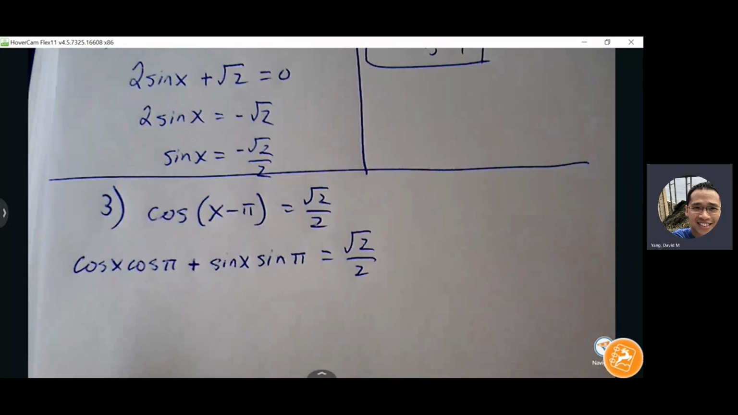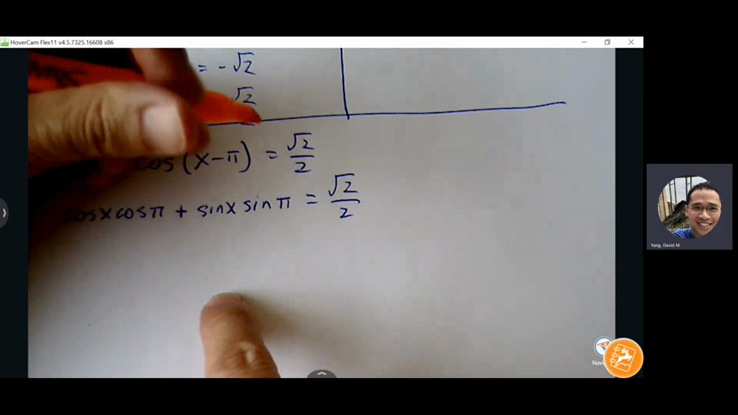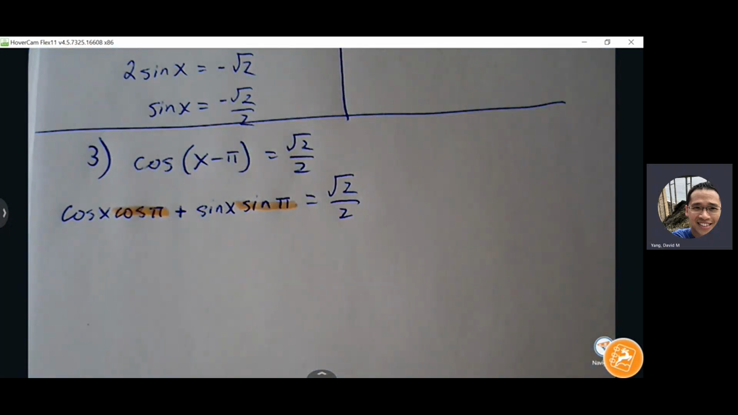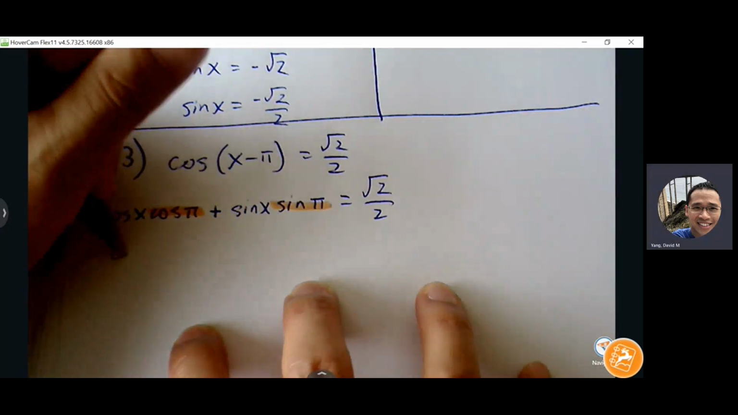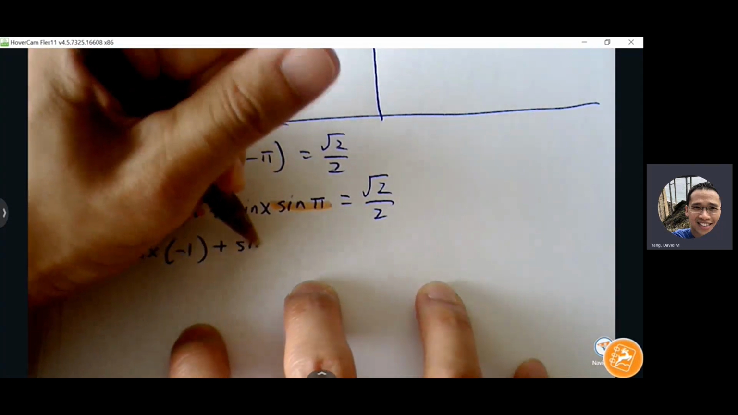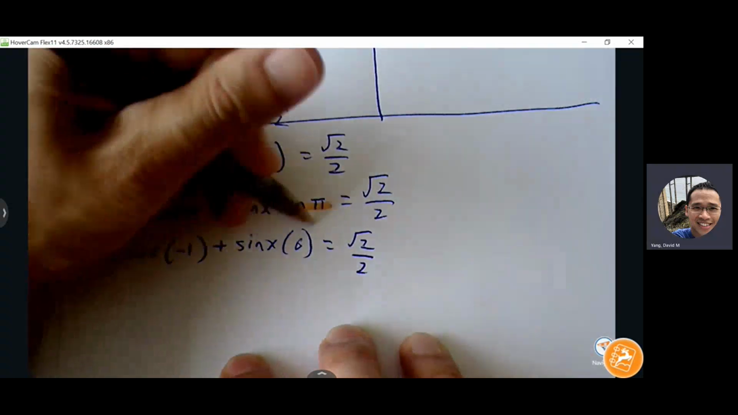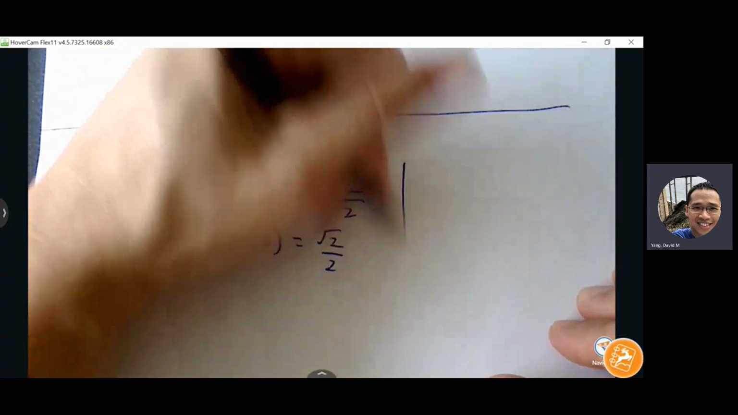So some of these we have to leave alone, but some of these we can reduce, right? We can clean up cosine pi and sine of pi. We know what those values are. So what's cosine of pi? -1, okay. And what's sine of pi? 0. So that's good. That makes it go away and cleans up our equation a bit. So I'm just left with negative cosine of x equals √2 over 2.